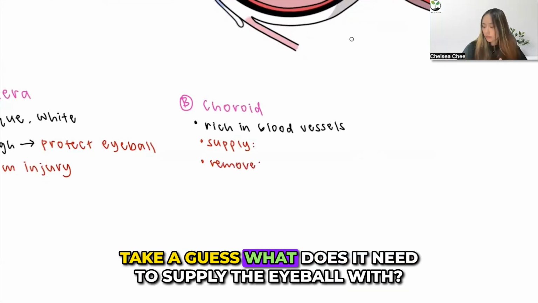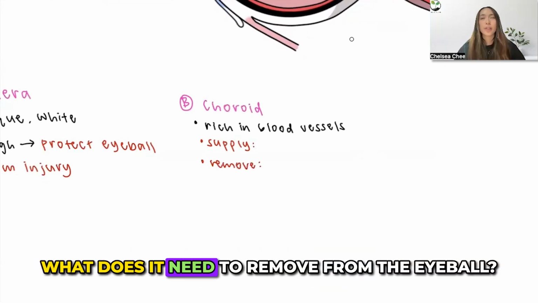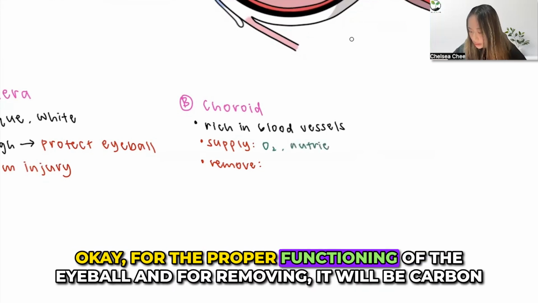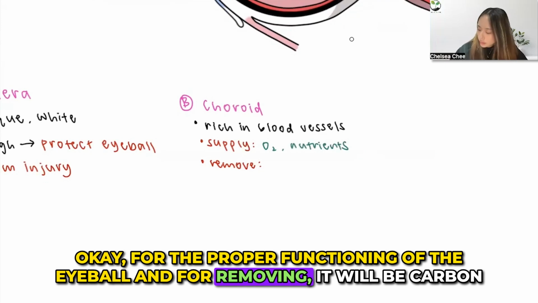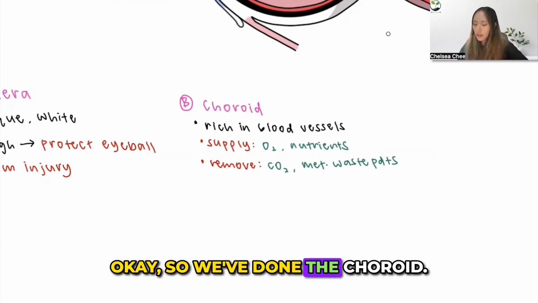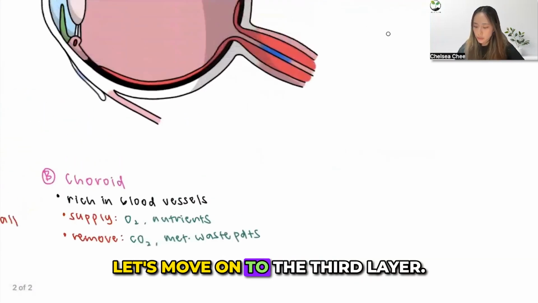Take a guess, what does it need to supply the eyeball with? What does it need to remove from the eyeball? Supplying, it will obviously be oxygen and nutrients for the proper functioning of the eyeball. And for removing, it will be carbon dioxide and metabolic waste products. So we've done the choroid. Let's move on to the third layer.